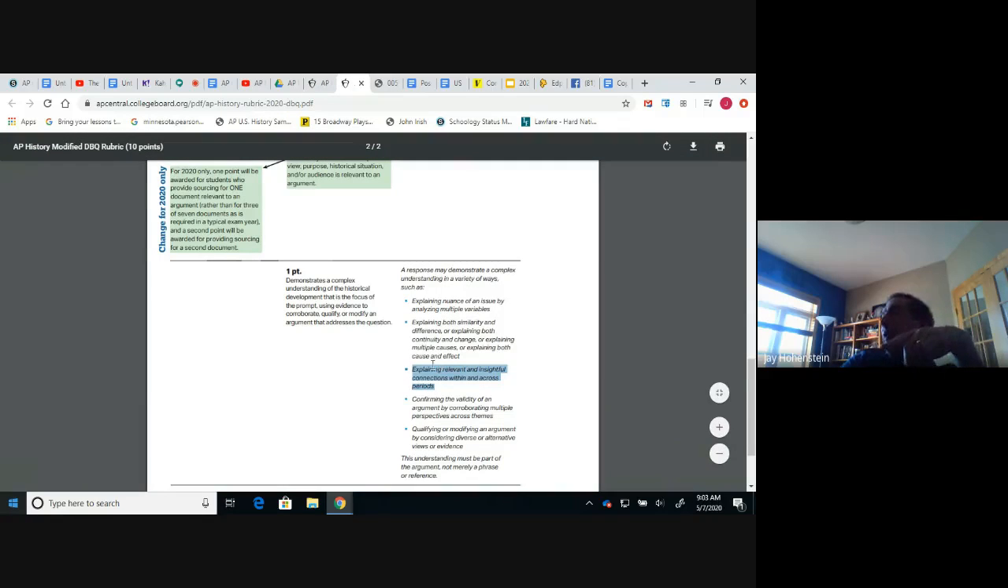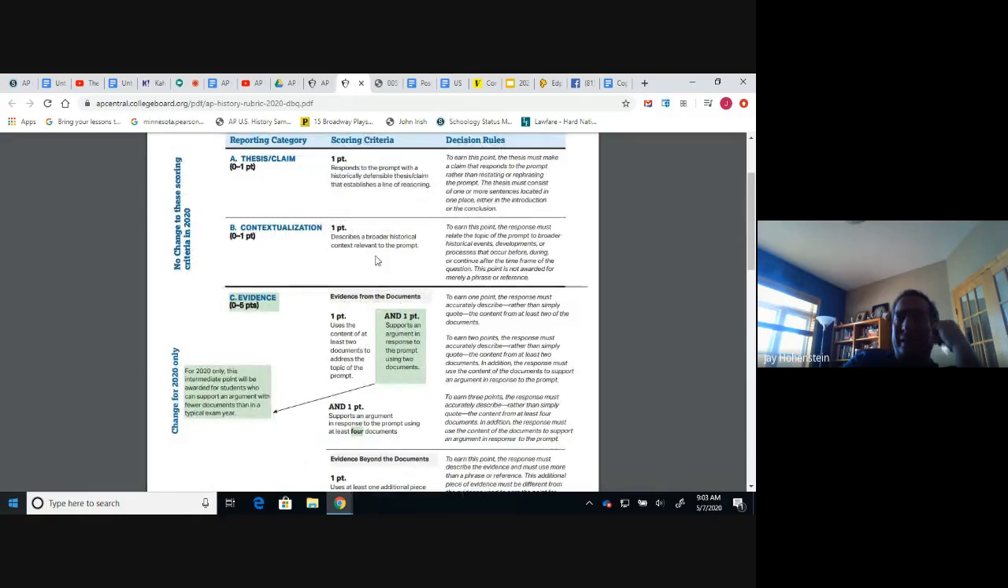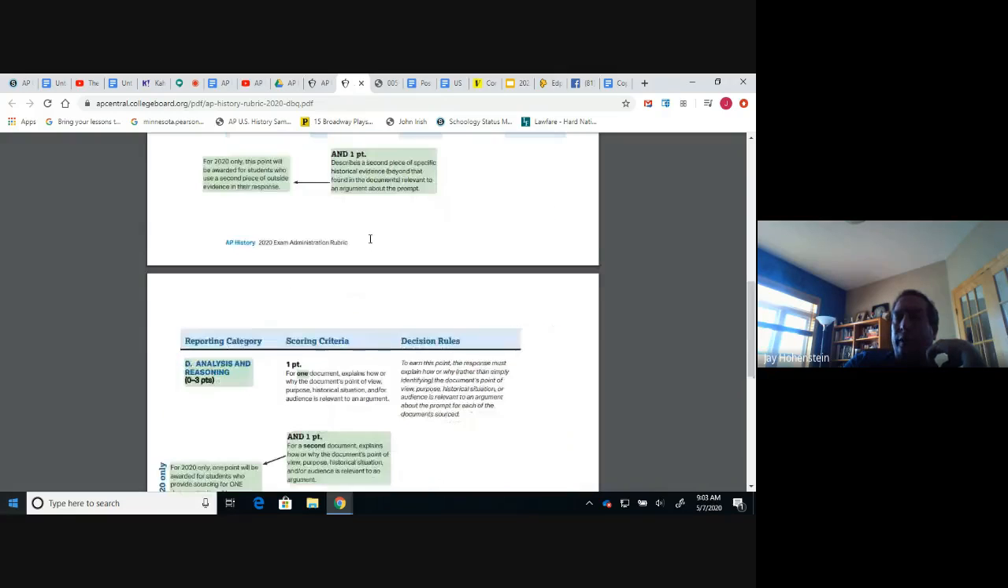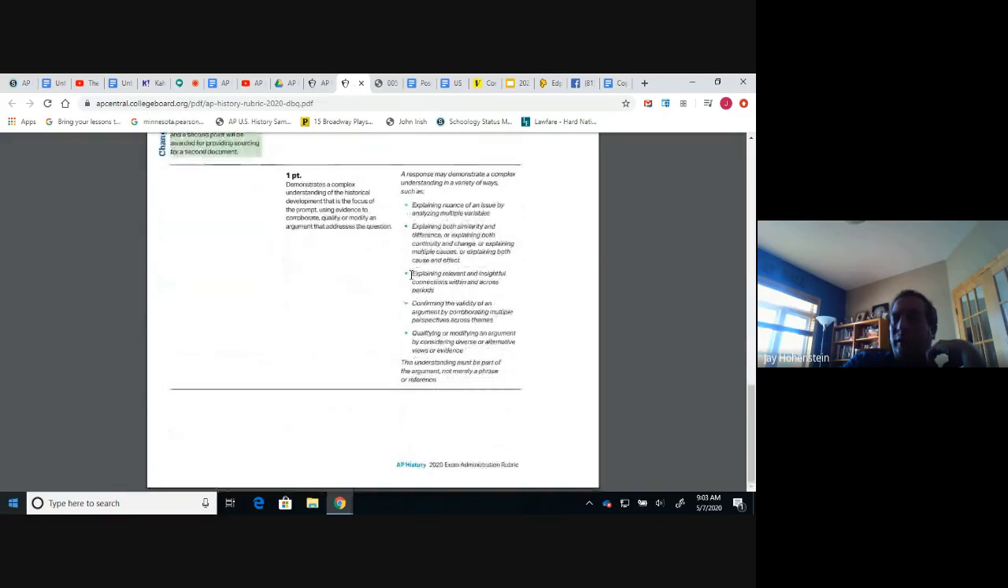Now, what you're doing at that point is a post-contextualization. So what you're doing is exactly what this is asking you to think about right here: relating the topic of your prompt to broader historical events, developments, or processes that have happened before, during, or continue after the time frame in question. But since we've already checked off this point on the rubric, you then are eligible to earn this point down here if you do it really well.